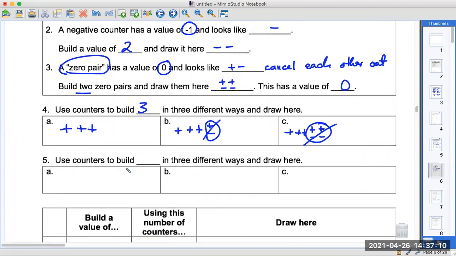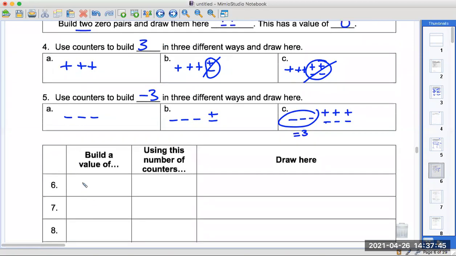They cancel each other out and you're left with 3. Okay. Use counters to build -3 in 3 different ways. Well, the first way is easy. You just have 3 negatives. The second one, you keep your 3 negatives and you can add 1 zero pair because those are gone. Then you can add 2 zero pairs or as many as you want. As long as you have zero pairs, the value is -3, right? Because these are gone. Hope that makes sense.